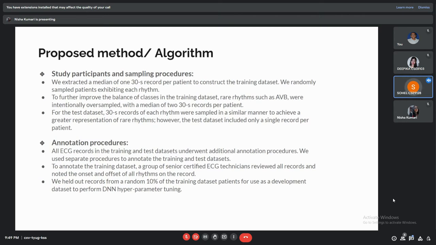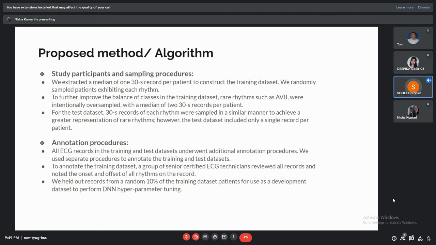So we extract a median of one 32nd record per patient to construct the training dataset. We randomly sampled patient exhibition of each rhythm to further improve the balance of the classes in the training datasets. Rare rhythms such as AVB were intentionally oversampled with a median of two 32nd records per patient.